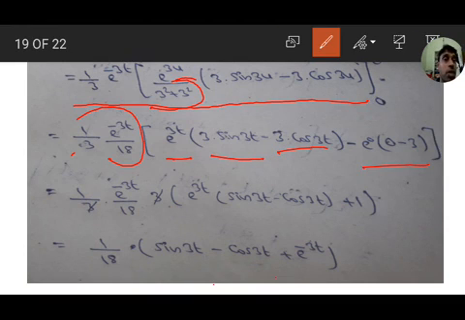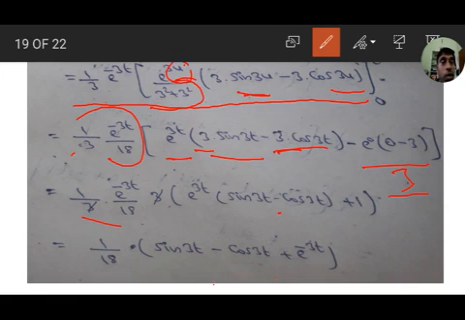If you substitute 0, e to the power of 3 into 0 is e to the power of 0, which is 1. sin 0 value is 0, so 3 into 0 is 0. cos 0 value is 1, so 3 into 1 means 3, minus 3. If you simplify, minus minus becomes plus 3 here. Here also 3 is there, in this term also 3 is there, 3 is a constant, taken common.